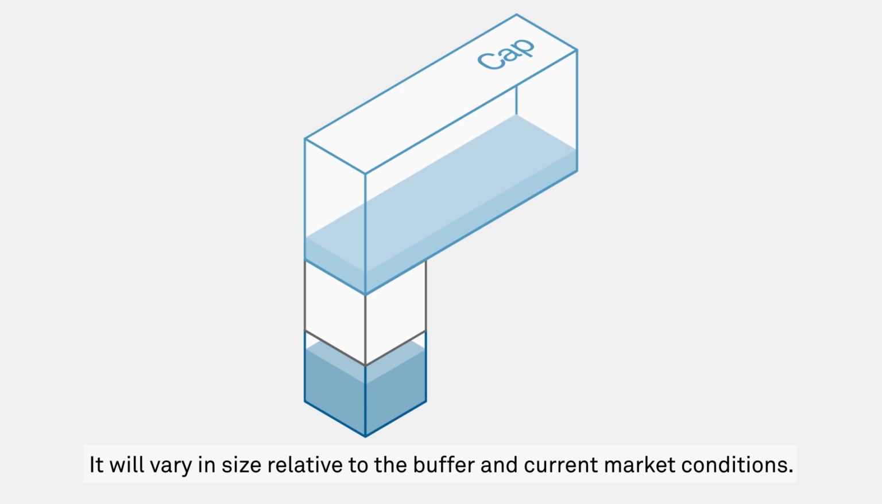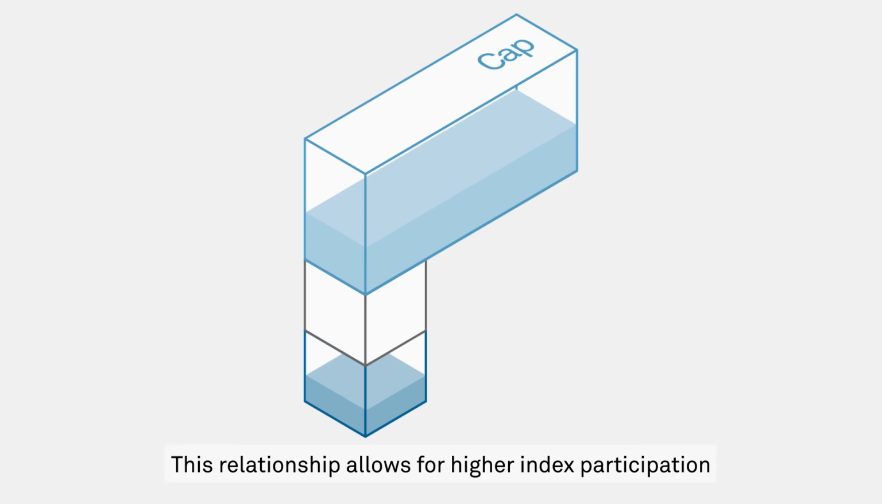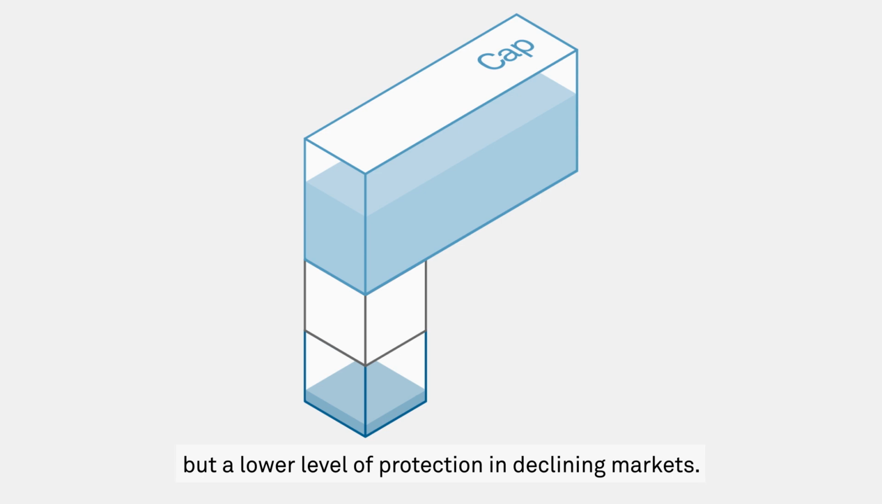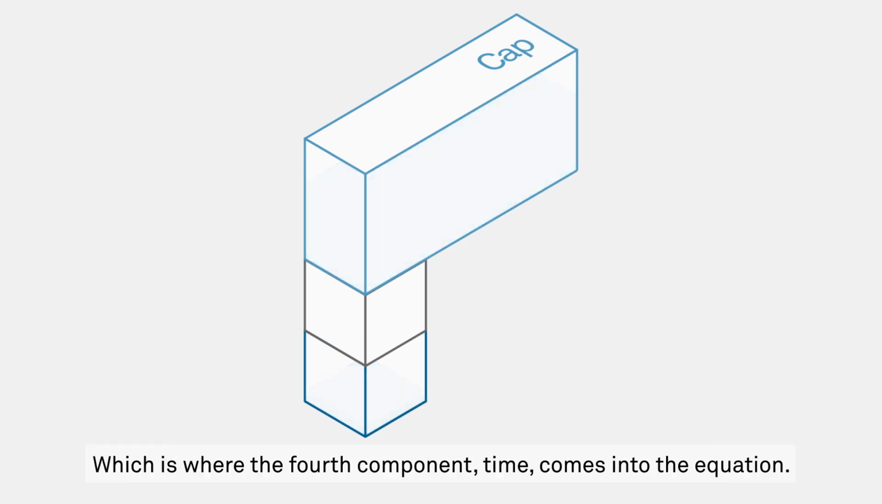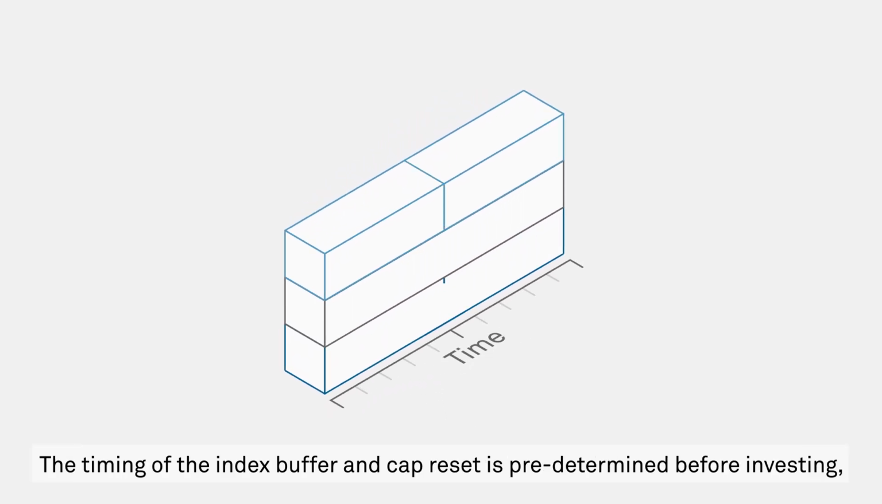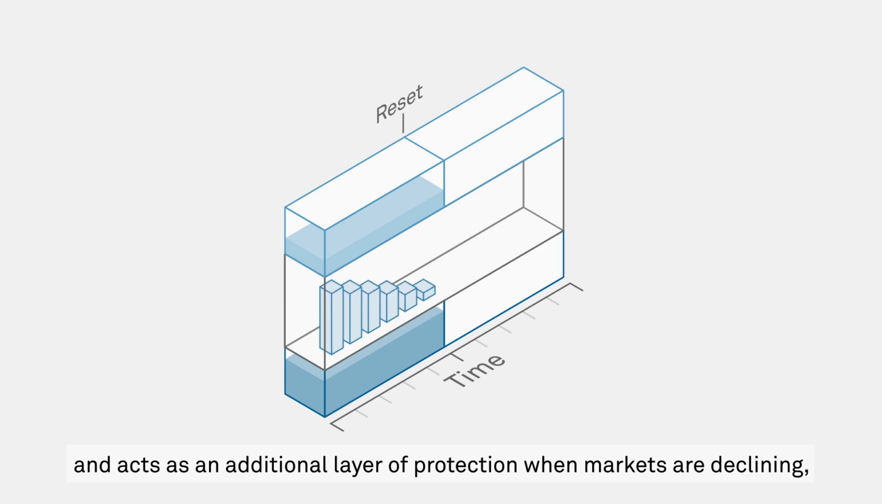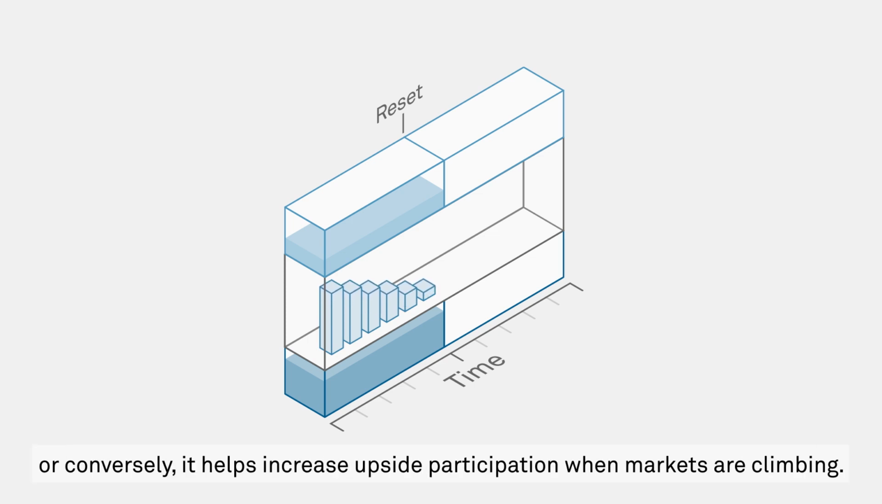It will vary in size relative to the buffer and current market conditions. The lower the buffer, the higher the cap. This relationship allows for higher index participation, but a lower level of protection in declining markets. Which is where the fourth component, time, comes into the equation. The timing of the index buffer and cap reset is predetermined before investing and acts as an additional layer of protection when markets are declining. Or conversely, it helps increase upside participation when markets are climbing.